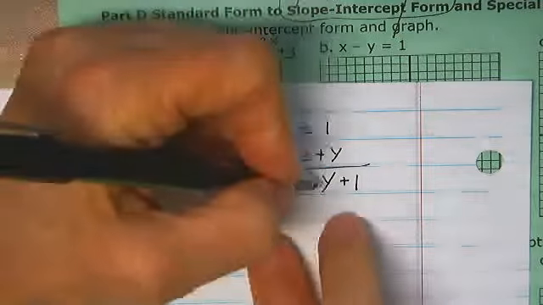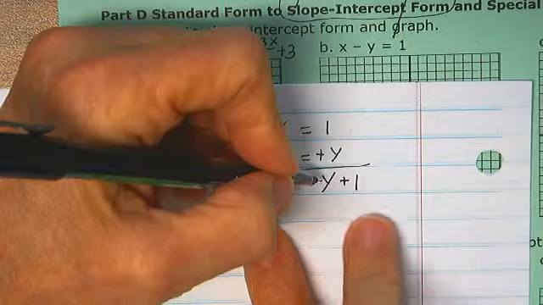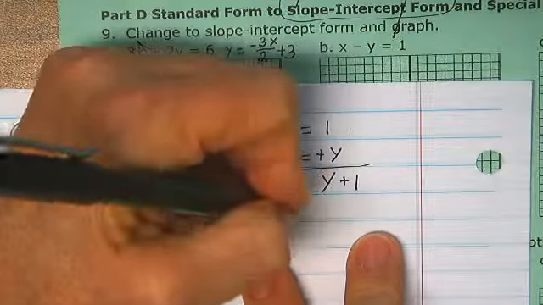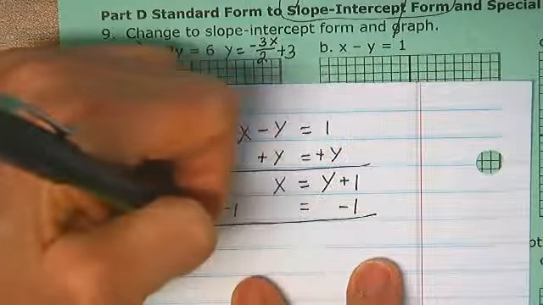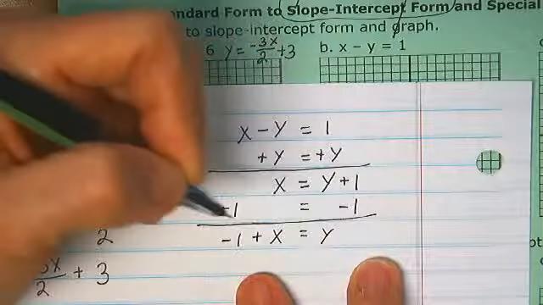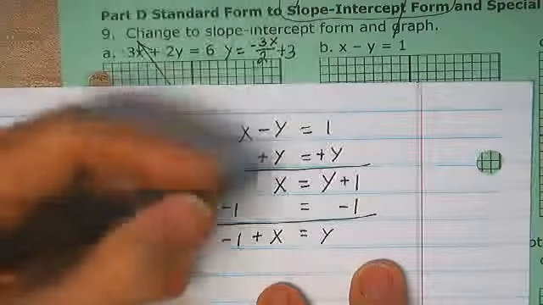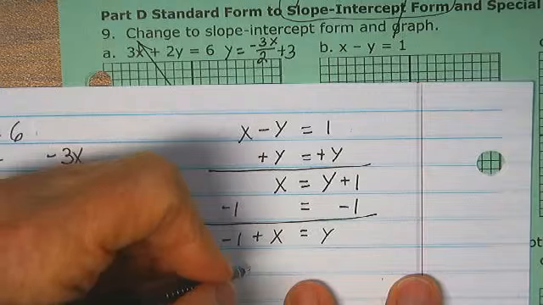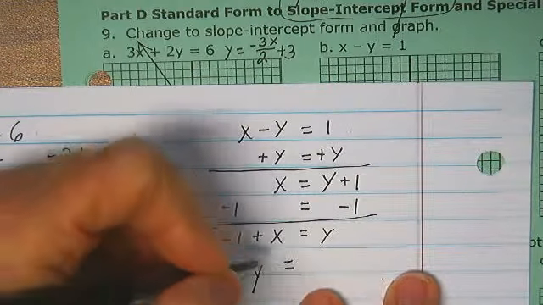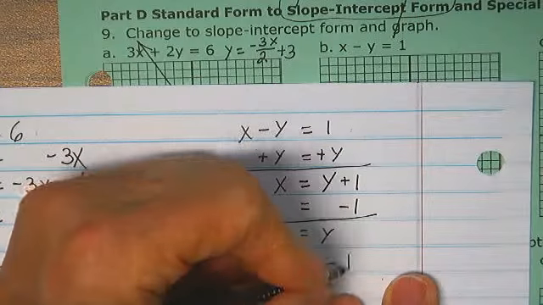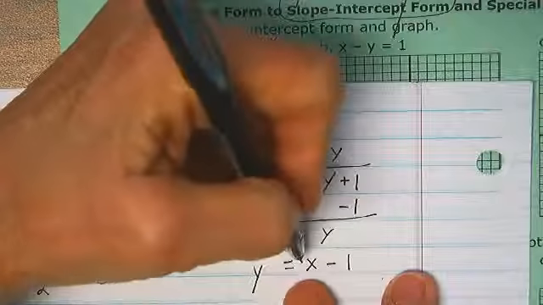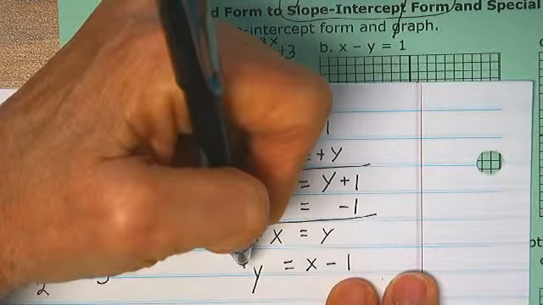But I want y by itself. So I subtract 1 from each side. That gives me negative 1 plus x equals y. But, you know, I just like to read it always the same way. So I am going to rewrite this as y equals x minus 1. Now that I have it in slope-intercept form, I can graph it.